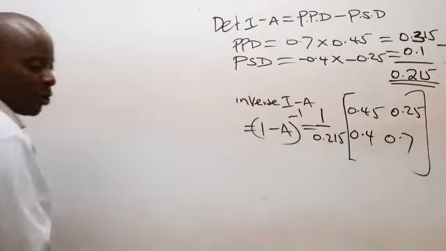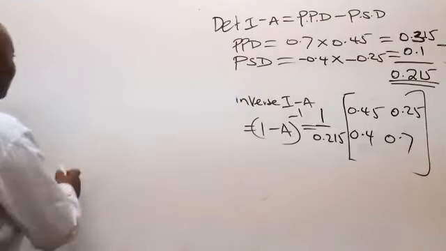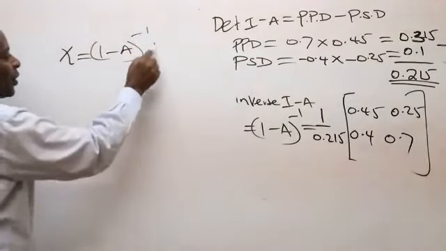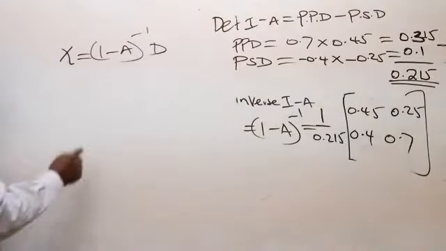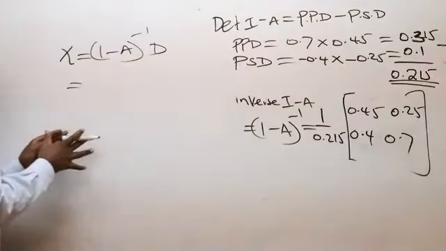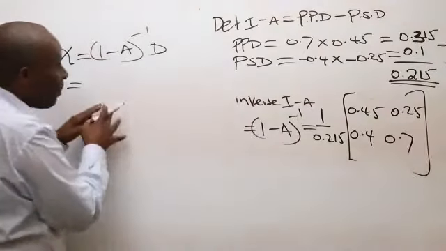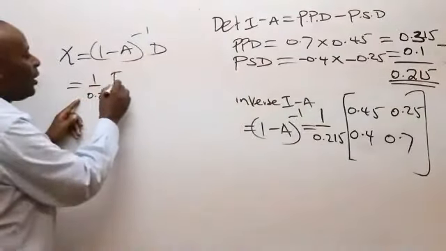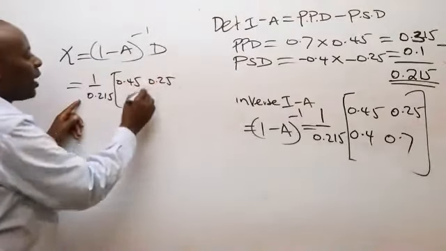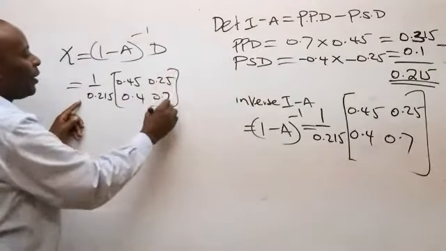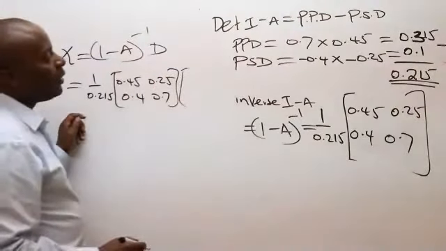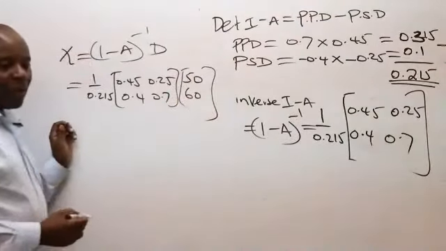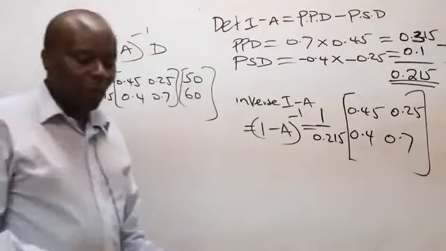What you're supposed to do here is to remind them of the model. Our model is x equals I minus A inverse multiplied by D. So if I feed my parameters into my model, I minus A inverse is 1 over 0.215 into the matrix 0.45, 0.25, 0.4, 0.7, multiplied by D. Our D, the final demand, was 50, 60.